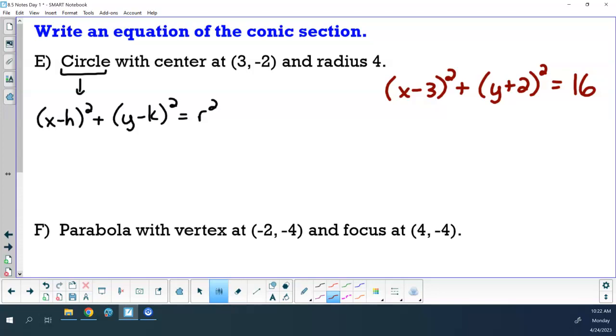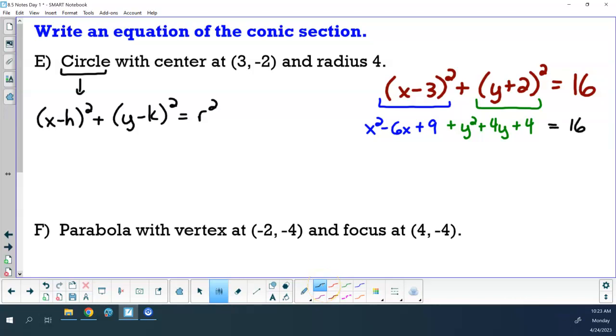Okay. What I'm telling you, and this is what this week is all about, is if I were to do this multiplication, if I were to do x minus 3 quantity squared, I would get x squared minus 6x plus 9. If I were to do y plus 2 quantity squared, I would get y squared plus 4y plus 4. And that would equal 16.